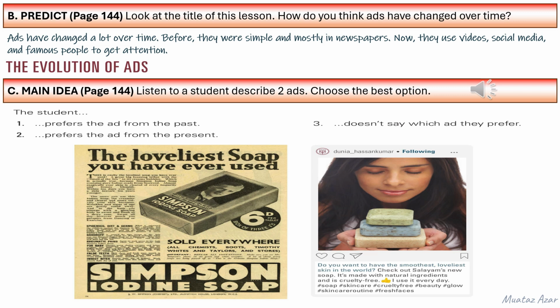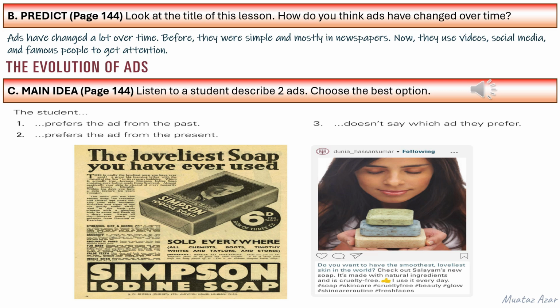Let's take a closer look at the differences in terms of images and text and think about the reasons for them. In terms of images, you'll notice that in the old ad, there are no pictures of people using the soap. No happy faces, no smiling children. It looks more like a newspaper article.